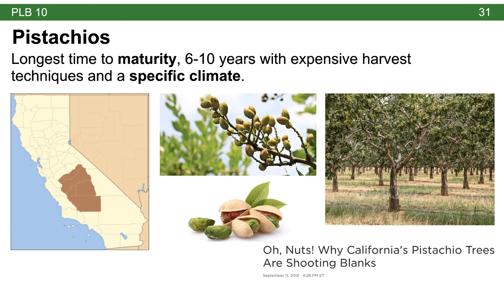Now, something that's been happening in California is as the climate's been shifting, the trees end up producing blanks. So they end up producing fruit that doesn't have any nuts on the inside. And this is partly because of drought, but also of temperatures, where if the temperature is not just right, the fruit doesn't end up setting. And so this is another reason why pistachios can be a lot more expensive than something like walnuts or almonds.